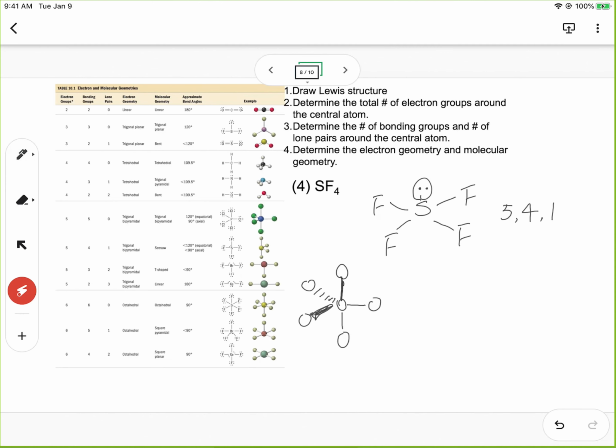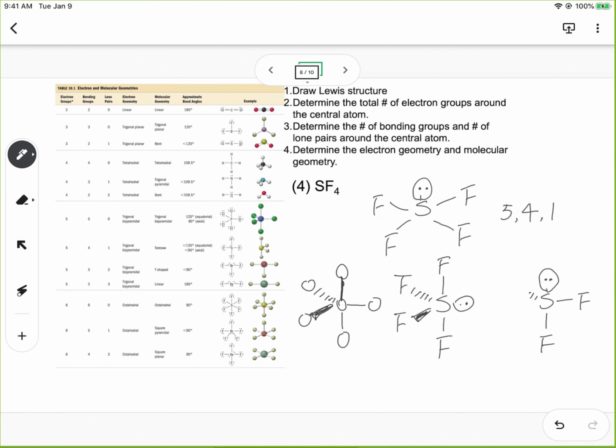Well, you have two options, right? The first option, let me draw the two options for SF4. The first option is you have the lone pair occupy, let me draw the lone pair on the other side so you can match with the standard trigonal bipyramidal geometry, one of the three positions on the equatorial plane. All right. The other option is sulfur, the lone pair occupies one of the two axial positions.